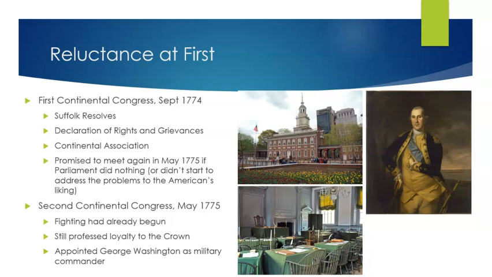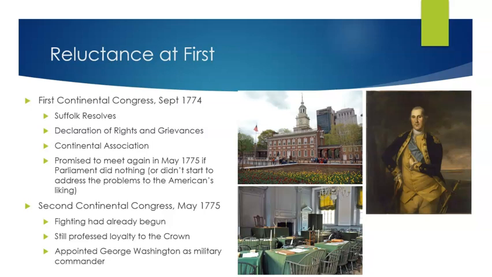They enacted the Suffolk Resolves, which urged colonists to begin making military preparations and to once again begin boycotts. They issued a Declaration of Rights and Grievances, which was a petition to the king begging him to intervene with Parliament and restore their rights, though they did acknowledge Parliament's right to regulate trade. They also established the Continental Association, which created committees in every town whose job it was to enforce the economic sanctions proposed by the Suffolk Resolves. And they promised to meet again the following spring if colonial rights were not restored.